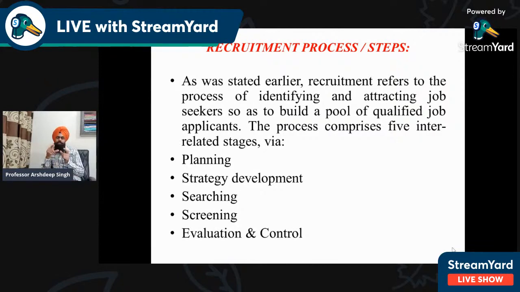This is what we perform under the screening. Written test, practical test, or interview, or any other type. After this process, we will only get the cream that is eligible for the job. And last is evaluation and control. The last one will include that the persons who are selected will get the job. And that is evaluation and control.